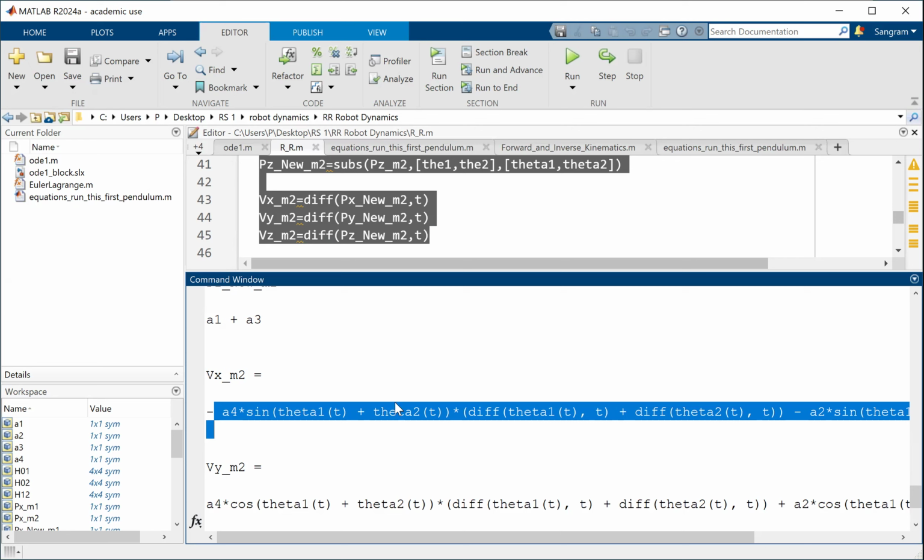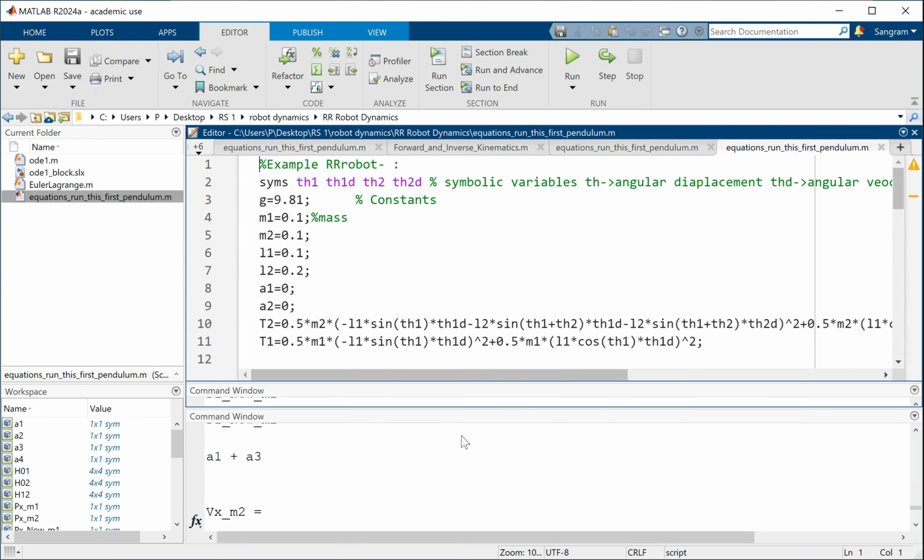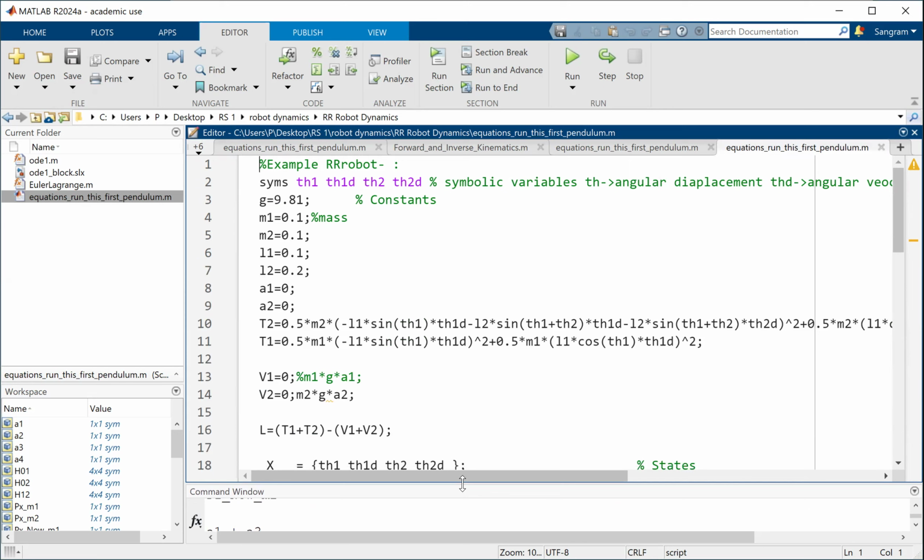Next step is you will go to this code, which is the example RR robot. And in this, you will notice you have the second line. I'm defining the symbolic variables.